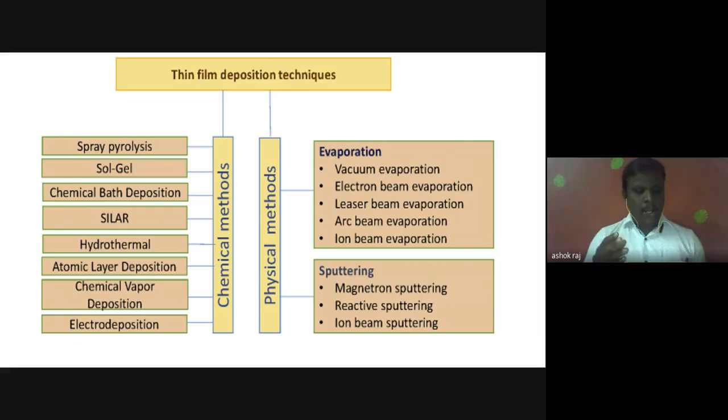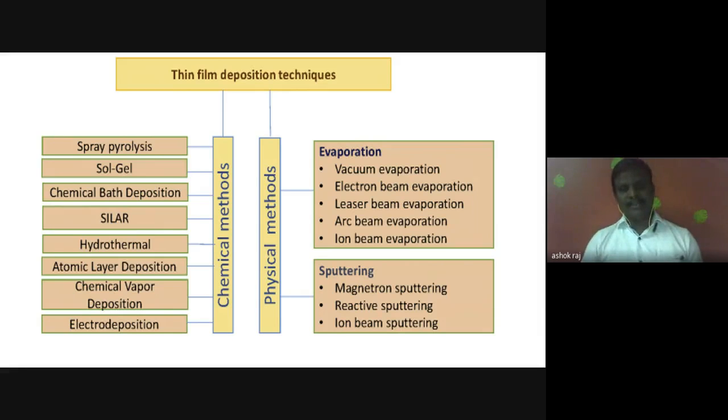Depending on how the vapor form is created for the condensation process, the thin film deposition method can be classified into two types. One is the physical method, another one is the chemical method. In chemical methods, we have familiar techniques like spray pyrolysis, sol gel, chemical bath deposition, up to electrodeposition process. Similarly, the physical methods also have two wide branches: one is evaporation, another one is sputtering.